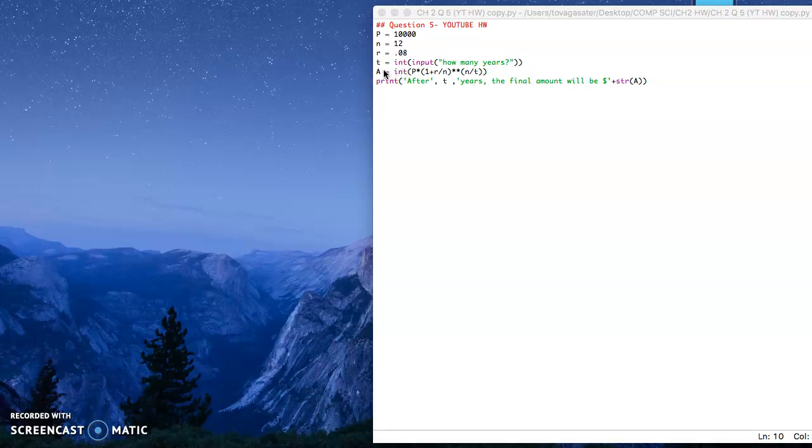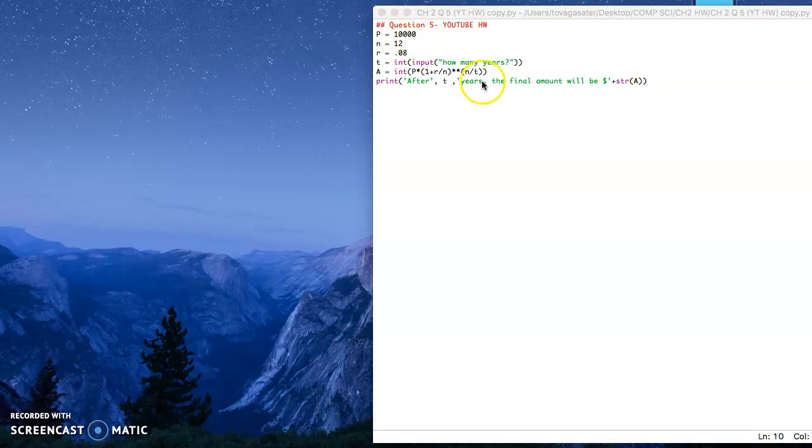And so then to print out the answer, I put print and then a string after, and then T, so that's however many years is put in. And then a string "years, the final amount will be". And then I concatenated that with the string of A so that that flows as a sentence and there's not a weird space there.